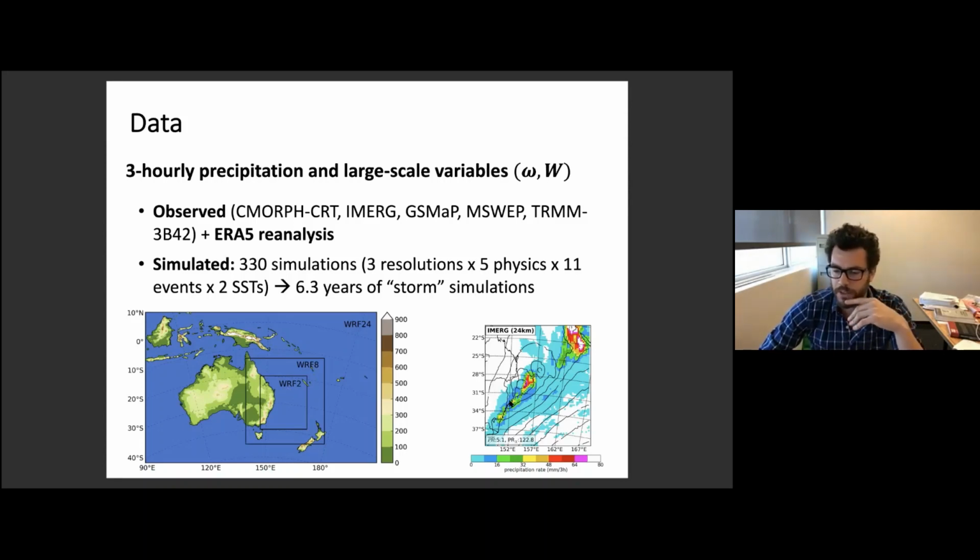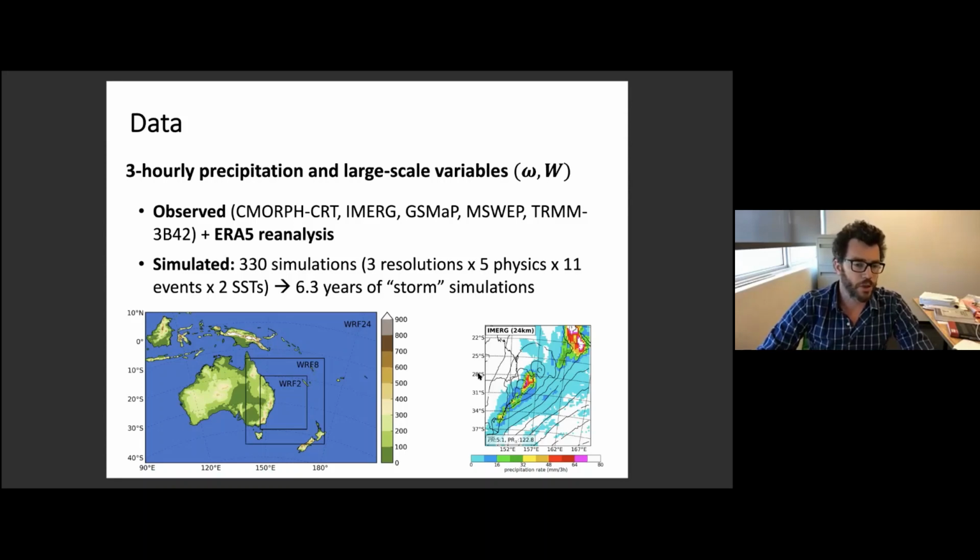And here on the right, you see just one of the examples. This is the 2016 event that in fact led to a lot of damage in Sydney. You see the mean sea level pressure in black contours, and then the colors show the rainfall rate in millimeters every 3 hours, also coming from IMERG.